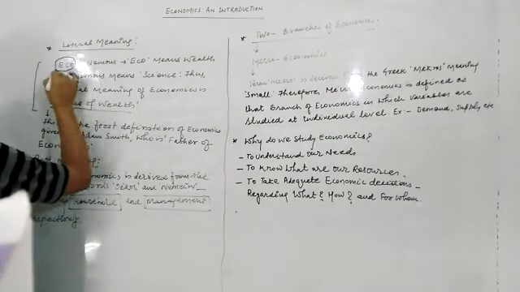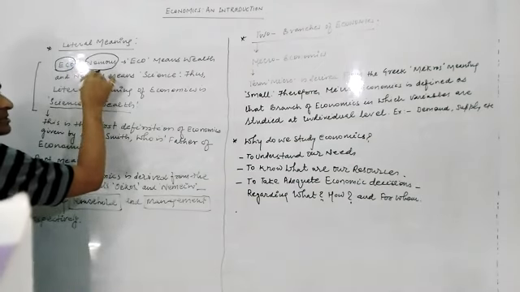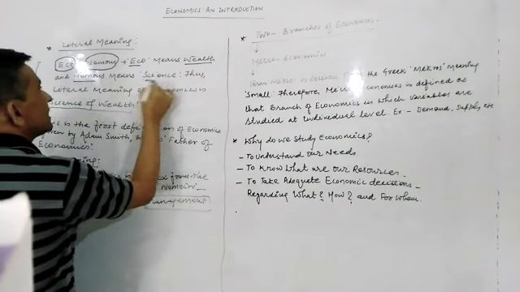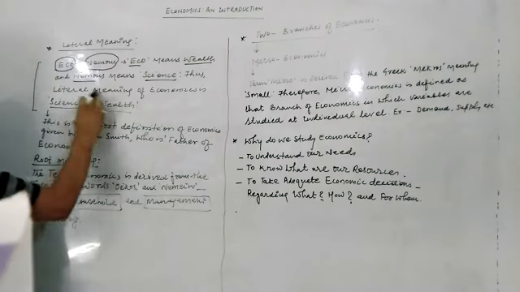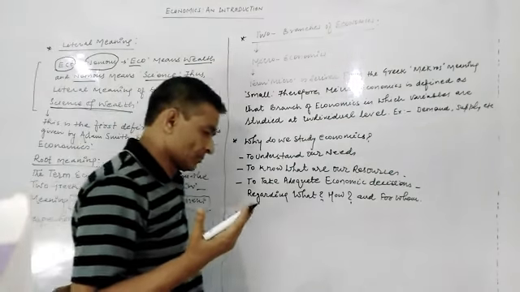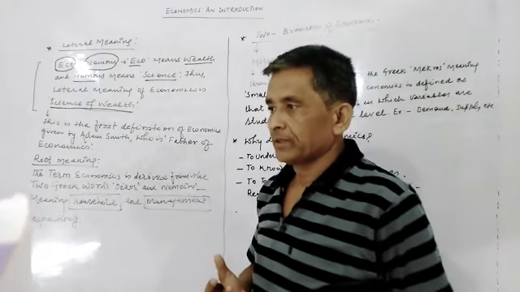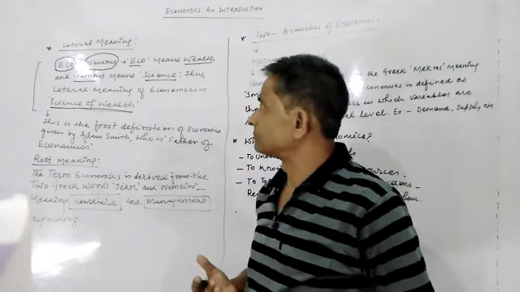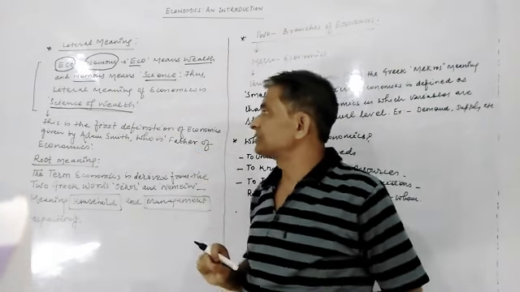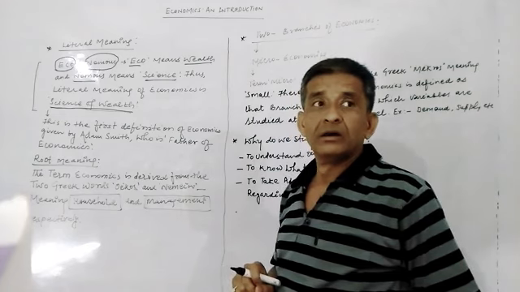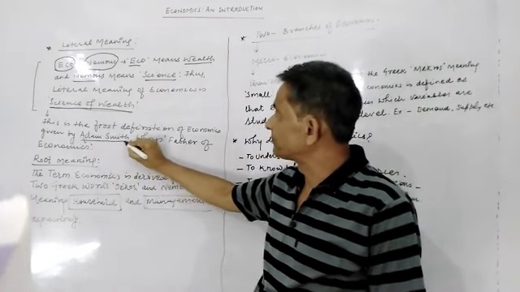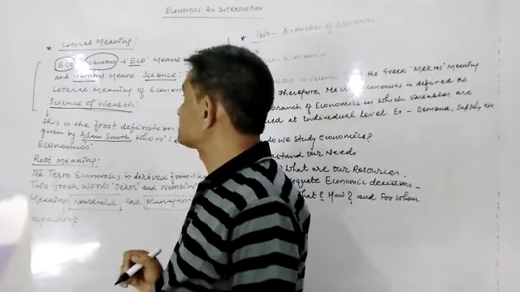Literally, the term economics is derived from 2 words, eco and nomos. Eco means wealth and nomos means science. Thus, the literal meaning of economics is science of wealth. So all of us may define this science, which will be the simplest definition of economics, as the science of wealth. This is the first definition of economics, given by the person who is considered the father of economics, Adam Smith. Adam Smith has defined economics as science of wealth.